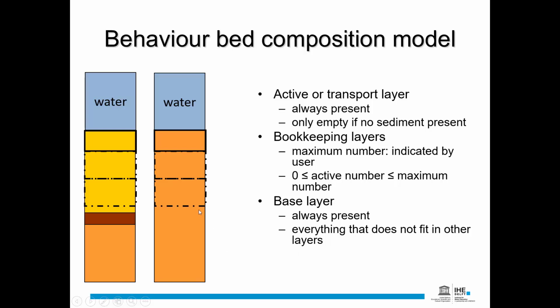Under that, whatever remains from the available sediment is called the base layer. That is also always present, and everything that does not fit into the active layer and bookkeeping layers will be called base layer. But be careful that these active layer and underlayers are numerical layers, so they don't necessarily have different physical characteristics. They can have, but not necessarily. This is only a bookkeeping numerical layer.